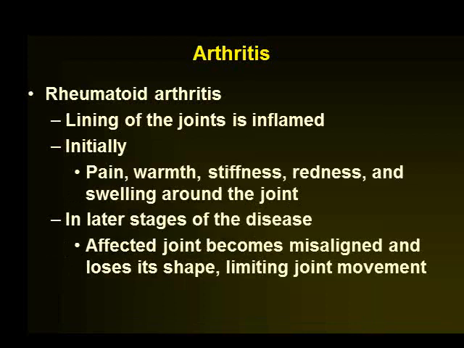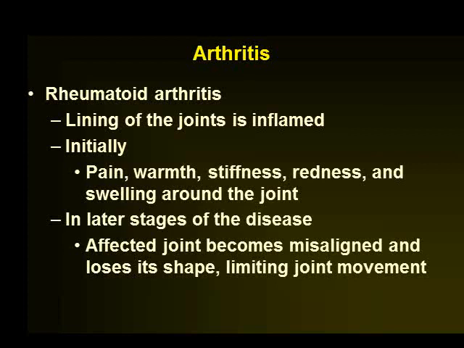Osteoarthritis is different from rheumatoid arthritis. Rheumatoid is what is referred to as an autoimmune disorder. Basically, your body starts to attack itself. Your body starts to view certain tissues as foreign and decides to try to destroy them. And so the linings of these joints become inflamed, usually starting out with just general pain, warmth, stiffness, redness, swelling. But in later parts of the disease, people become very misaligned.